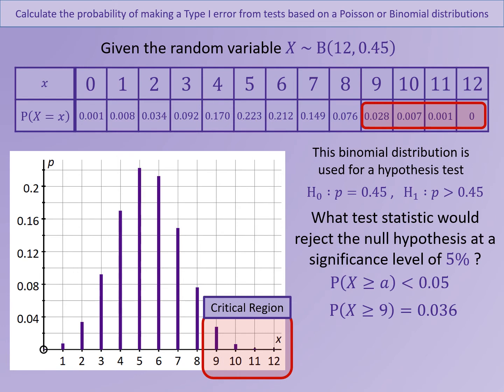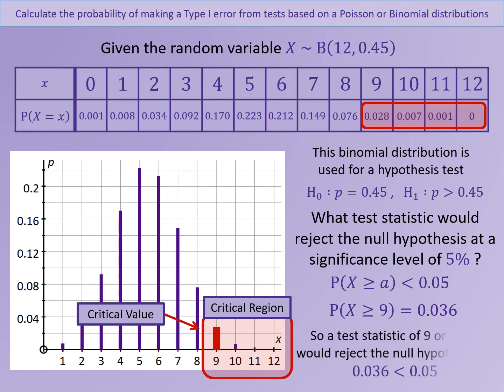So we can see here that adding the 4 values on the right, they add up to 0.036, which is just below 0.05. If we were to add on the probability for x being 8, this would take us over the 0.05. So the critical region here is x is greater than or equal to 9. The critical value in this case is 9. So a test statistic of 9 or above would reject the null hypothesis in this test.